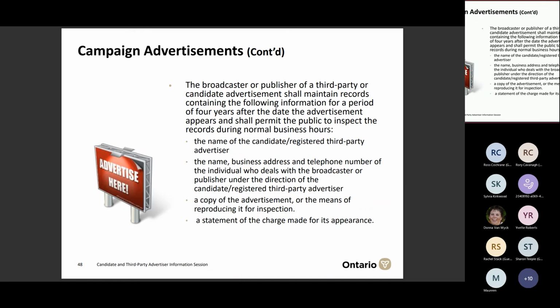So the broadcaster or publisher of a third-party or candidate advertisement shall maintain records containing the following information for a period of 4 years after the date the advertisement appears, and shall permit the public to inspect the records during normal business hours. So it needs the name of the candidate or registered third-party advertiser, the name, business address, and telephone number of the individual who deals with the broadcaster or publisher under the direction of the candidate or registered third-party advertiser, a copy of the advertisement or the means of reproducing it for inspection, a statement of the charge made for its appearance.